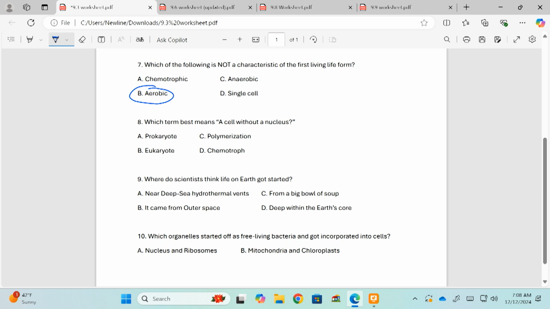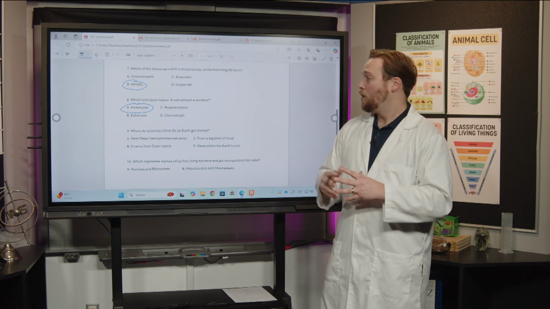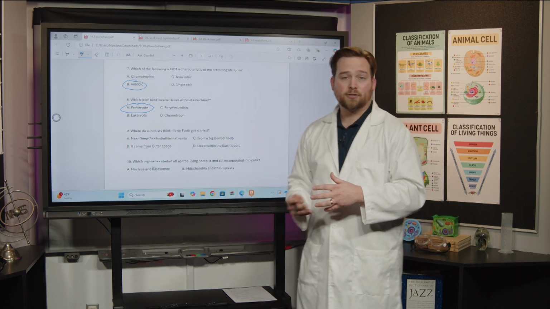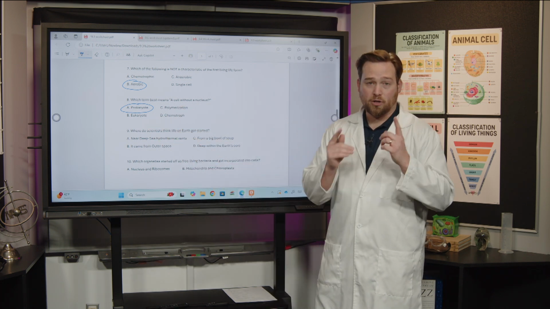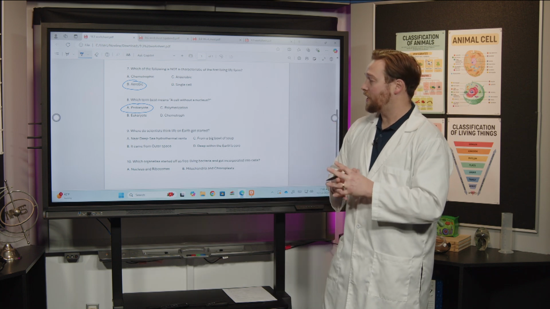Let's go to 8. This says, which term best means a cell without a nucleus? Okay, so this is just a vocabulary term I need you to know. The answer here is A, prokaryotes. Prokaryotes are cells that do not have a nucleus. These are bacteria. You and I and animals and plants, we're all eukaryotic, and so the best way to remember that is just to say you are a eukaryote. You've got a nucleus in your cell. All right, let's go to 9.